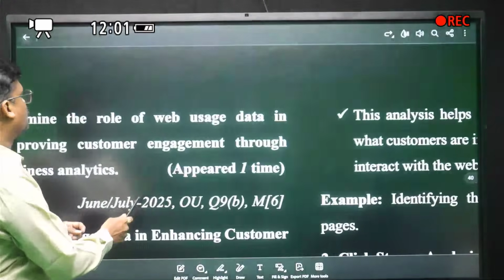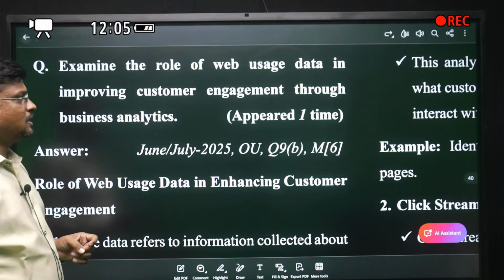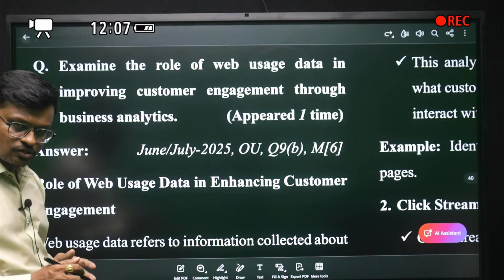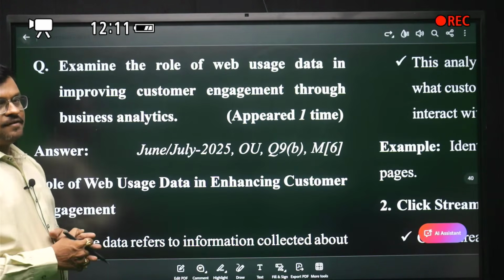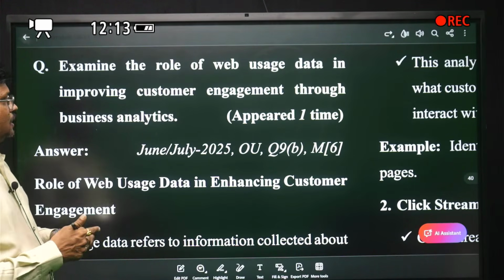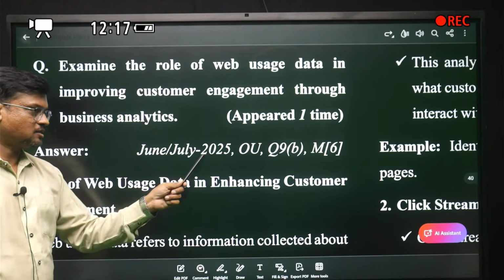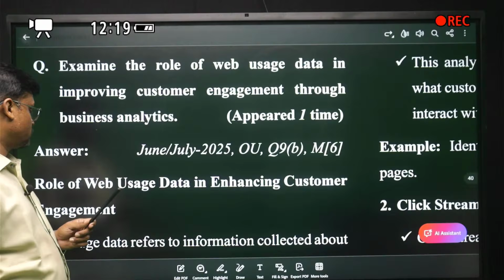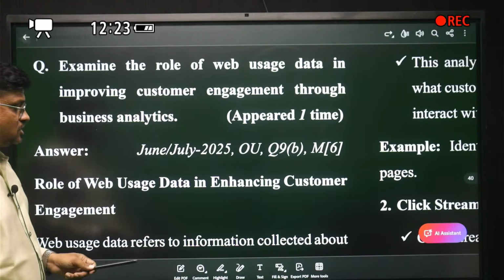And now we will go with one more question. What is the role of web usage data? This is the last question of your unit number 4. What is the role of web usage data in improving customer engagement through business analytics, which was asked last year, dear? Be careful with this question. And again, don't confuse when I say role of web usage data.